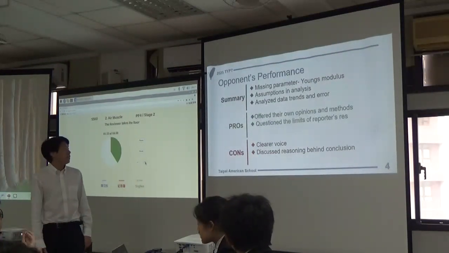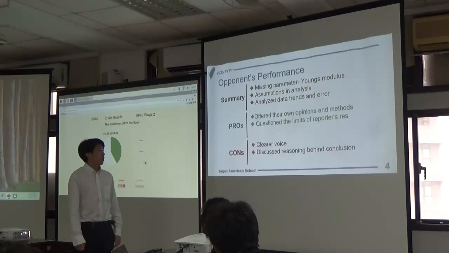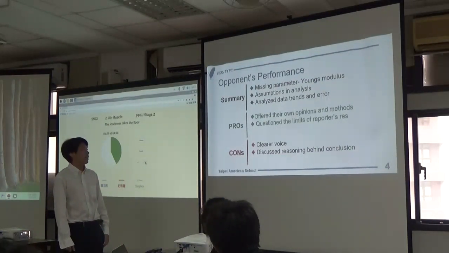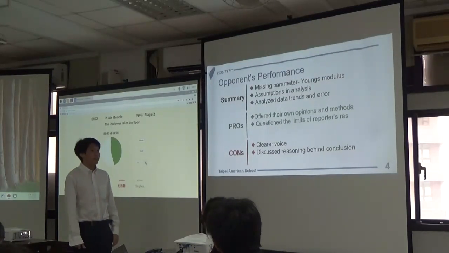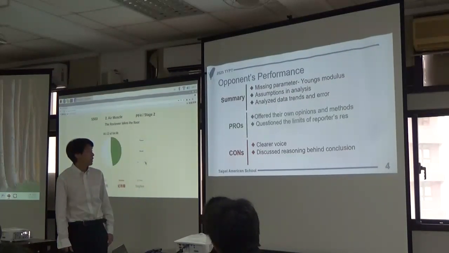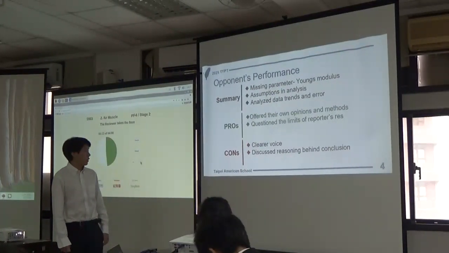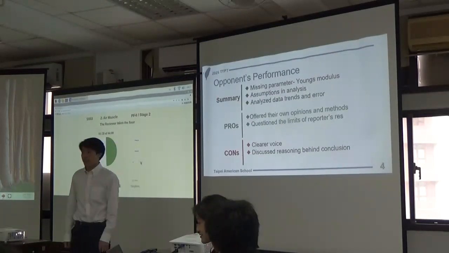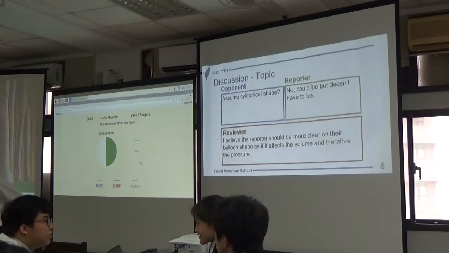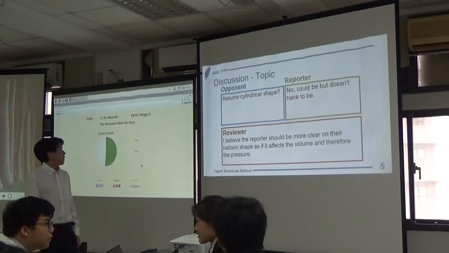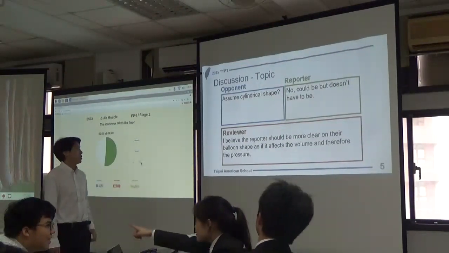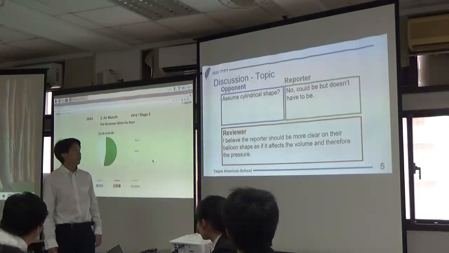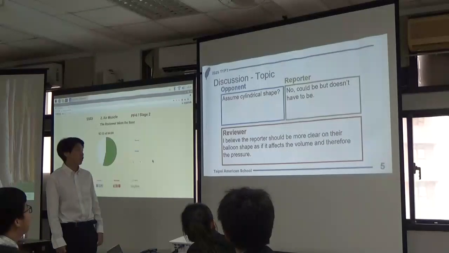As for the opponent's performance, they mentioned missing parameters such as the Young's modulus and assumptions in their analysis, and they analyzed data trends and potential errors in the reporter's research. Some pros are that they offered their own opinions and methods such as testing for leakage, and they questioned the limits of the reporter's research. They could have spoken with a clearer voice though, and they could have discussed the reasoning behind the reporter's conclusion even deeper. The first thing they asked about was whether or not the reporter assumed a cylindrical shape for their balloons. The reporter said no, it could have been cylindrical, but it doesn't have to.